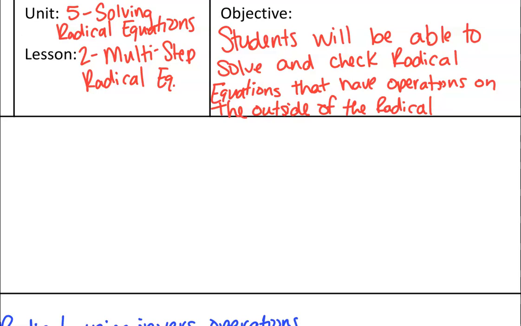Hello mathematicians, this is lesson 2 in our solving radical equations unit. After this lesson, you will be able to solve and check radical equations that have operations on the outside of the radical.